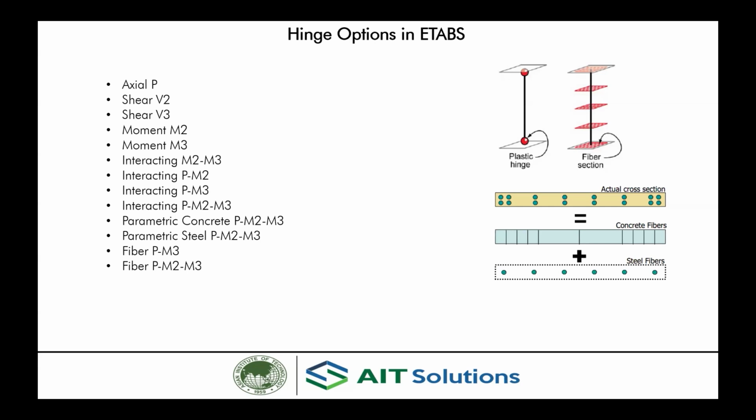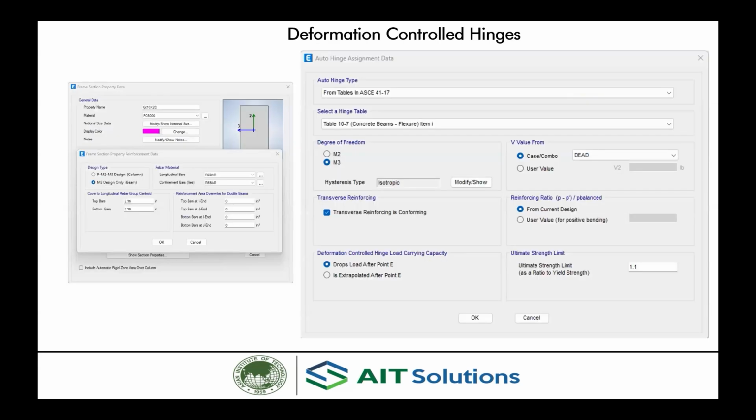Now, as Mr. Ong mentioned previously in his presentation, we have two types of components: deformation controlled components and force controlled components. Deformation controlled components are the ones that we model as nonlinear. When it comes to nonlinear modeling in ETABS, the previous slide showed the list of all the nonlinear hinges that are available.